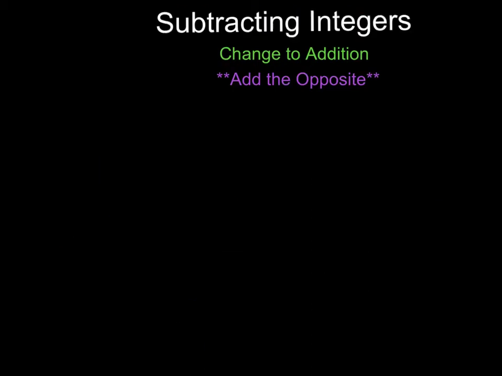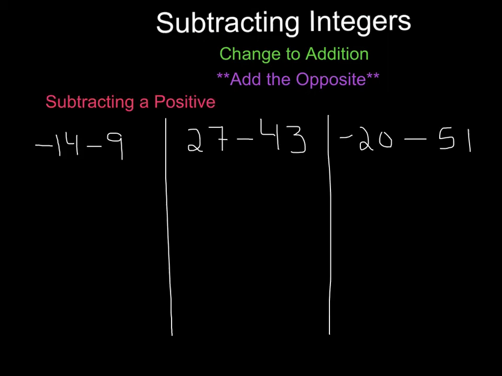Now we're going to talk about how to subtract integers. The cool thing about subtracting integers is you can just change it back to an addition problem and follow the rules we've already learned. But how do you change it to addition? You add the opposite. So you change the subtraction sign to an addition sign, but then you have to change that second number to its opposite.